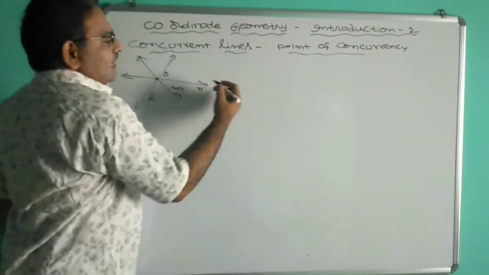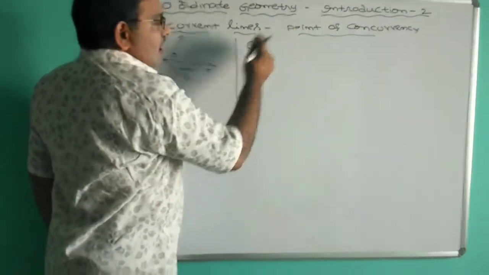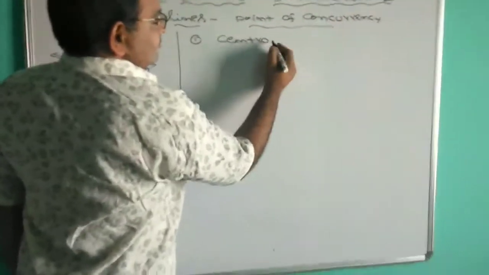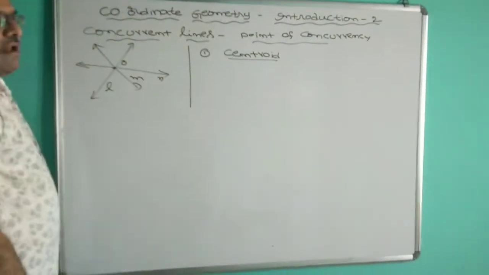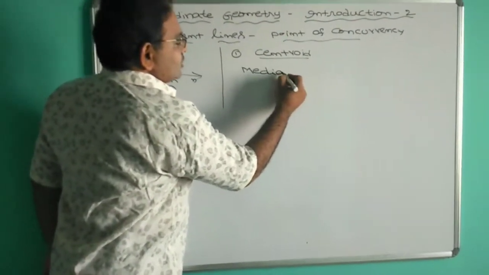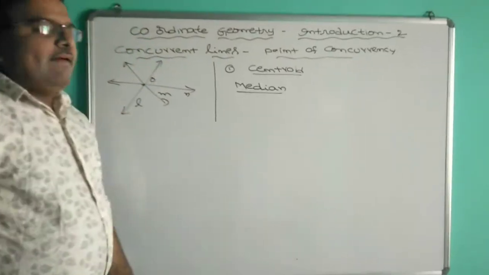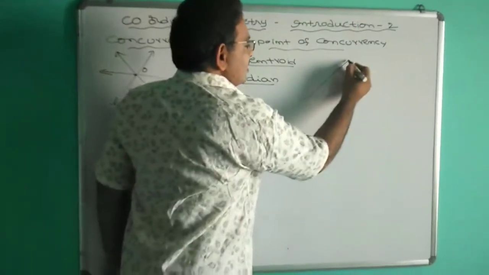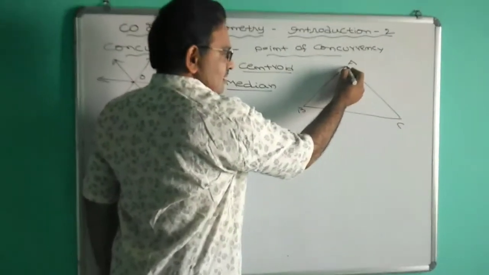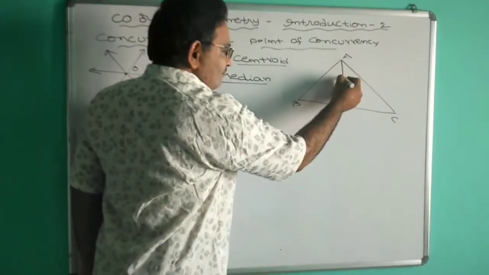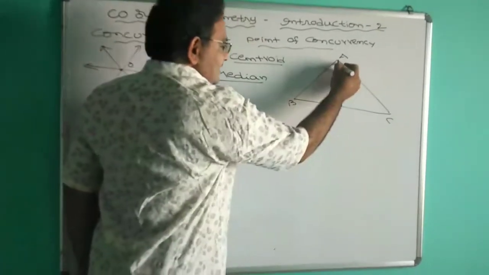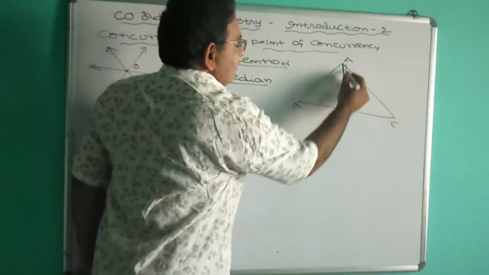Now, in a triangle, we get different types of concurrencies. First I am taking the centroid. How is the centroid formed? Before that, first understand the meaning of a median. What is the meaning of a median? In a triangle, a line segment joining the vertex to the midpoint of the opposite side is called the median.